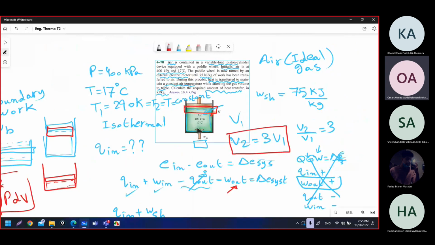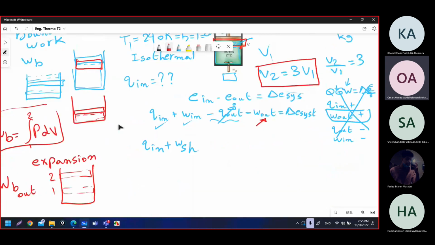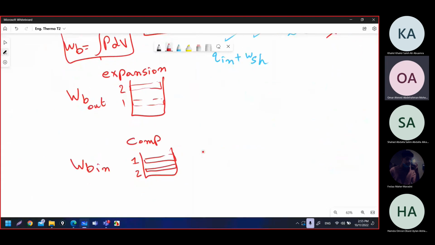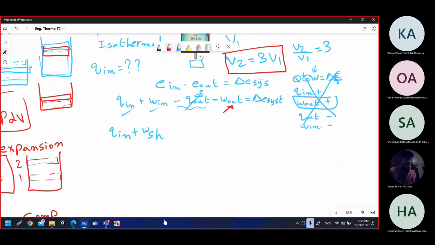When the volume is tripled, it means my control volume increases, it expands, it goes up. If it goes up, then I have boundary work out. So instead of W out, I will put minus boundary work out. Whenever you see a piston cylinder, of course you will have a boundary work.